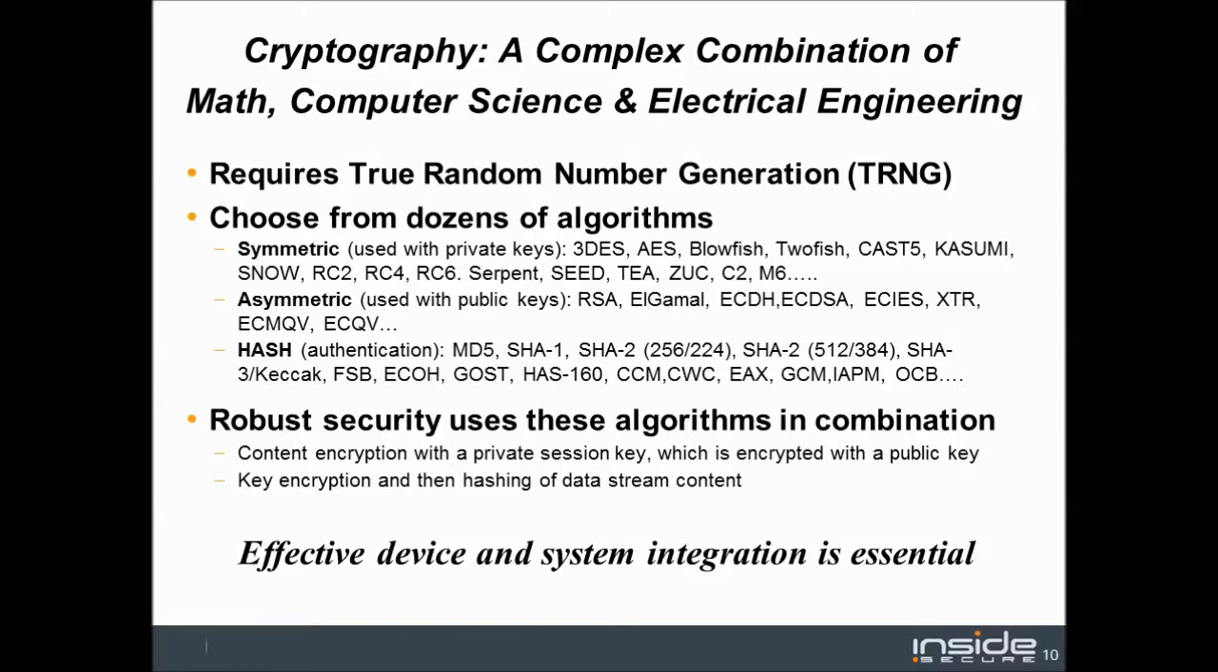So for asymmetric, there are also a couple of algorithms. Again, the standardization bodies pick algorithms, define key lengths to use, and how safe these are for the coming years. Based on the lifetime of your application, you can choose a key size. That's all about crypto. Crypto is hiding. It's making sure the confidentiality part of the data is guaranteed.